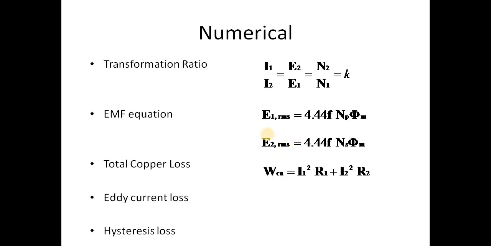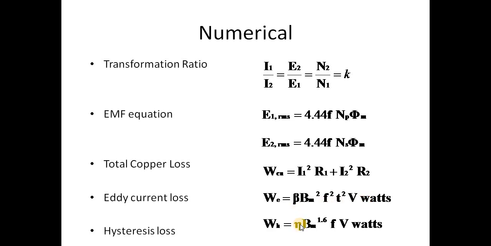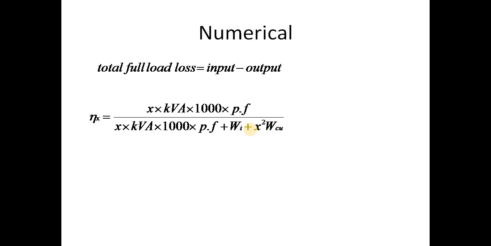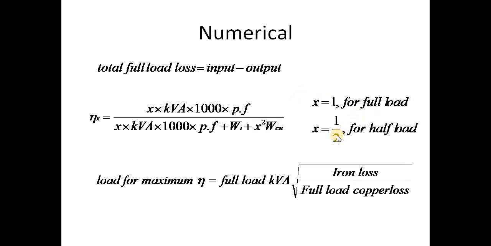The total copper loss is equal to the copper loss of the primary winding plus the secondary winding. The eddy current loss is given by WE equals beta BM square F square T square V watts. Similarly, hysteresis loss is given by eta BM power 1.6 F into V watts. Then the full load loss can be calculated as input power minus output power. And finally, the efficiency equation at any load and any power factor is given by the eta x equation, with x equals 1 for full load and x equals half for half load.